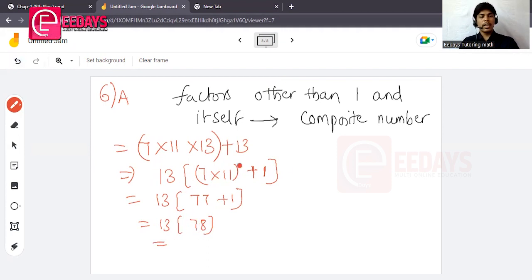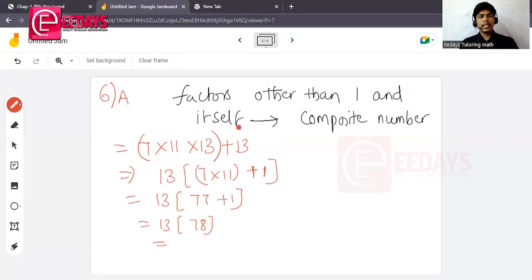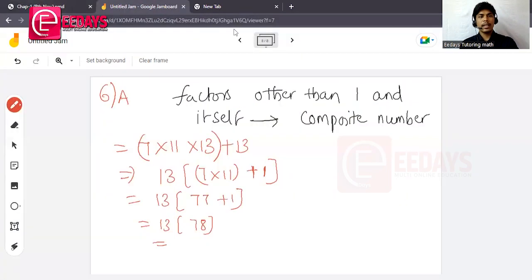So it is a composite number, because it has factors other than 1 and itself. That's why the given number is a composite number. Let's write the other number. What is the question they gave? Okay, let's do it on the next slide.